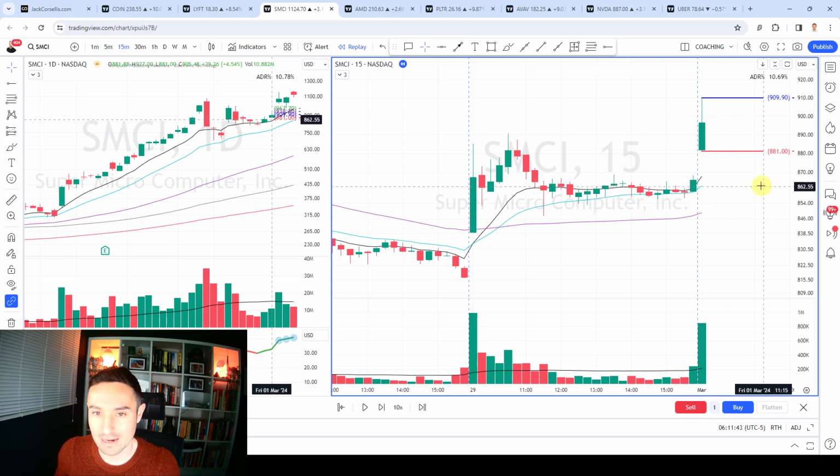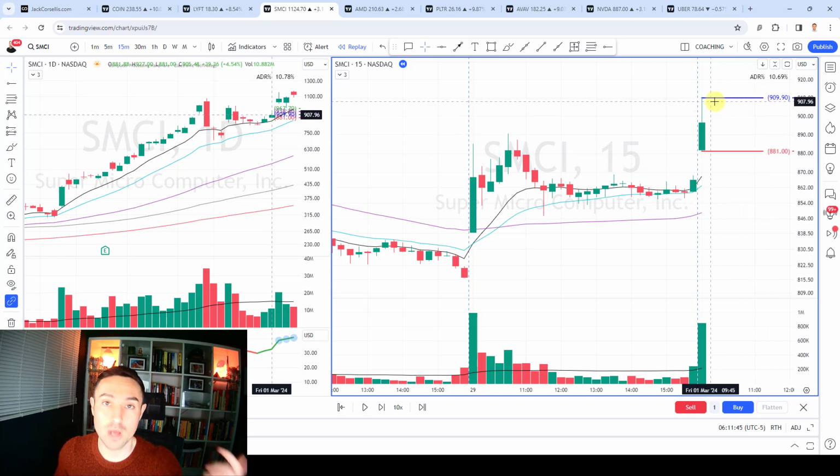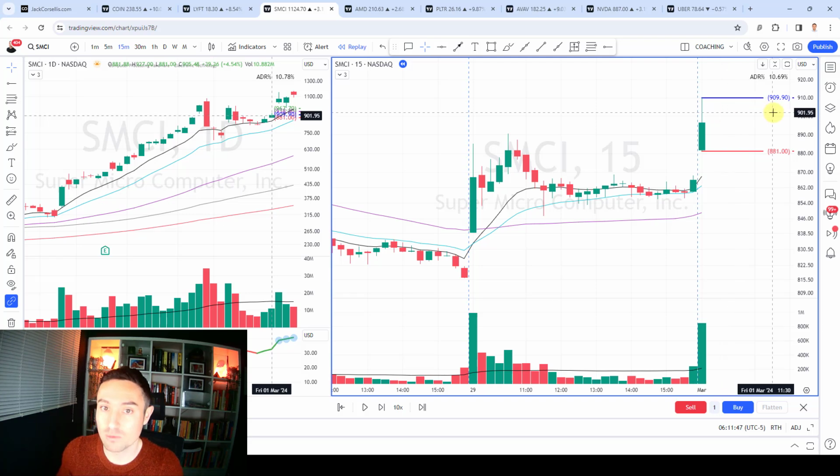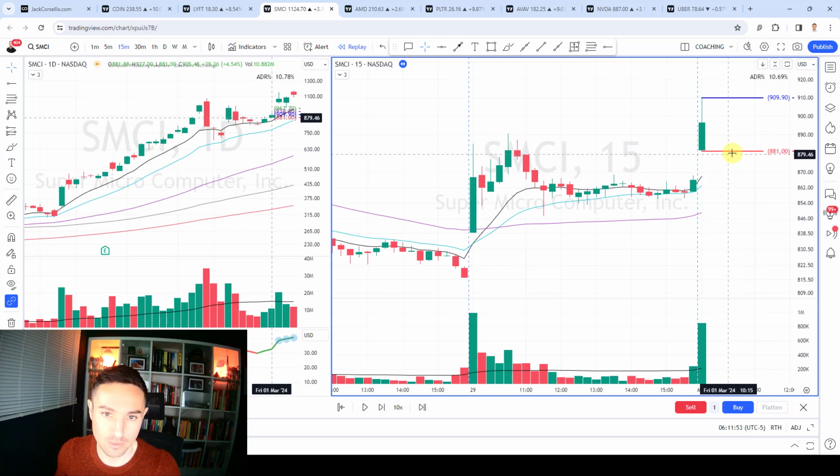So how you'd be looking at it like this is then targeting it. So an ORB on the 15-minute chart for SMCI here will be 909.90, and initial stop loss placed on the low of this bar, 881.00, but you'd probably go a cent below. So a cent below the low of the bar, maybe you want to go a little bit lower or something like that. It's up to you, decide on the risk.